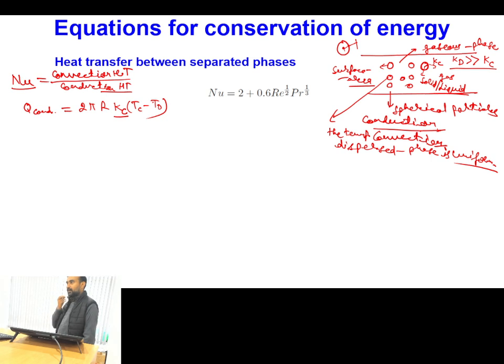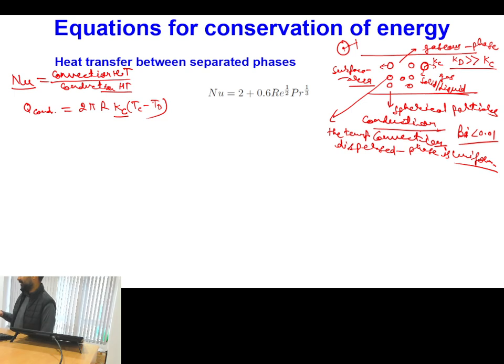Is this point clear? So this is our next assumption, and of course we know that this assumption comes into the picture only when our Biot number is less than 0.1. Okay, so particles are smaller and they have high thermal conductivity.